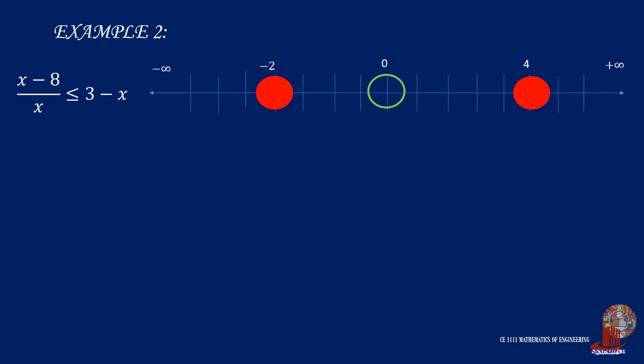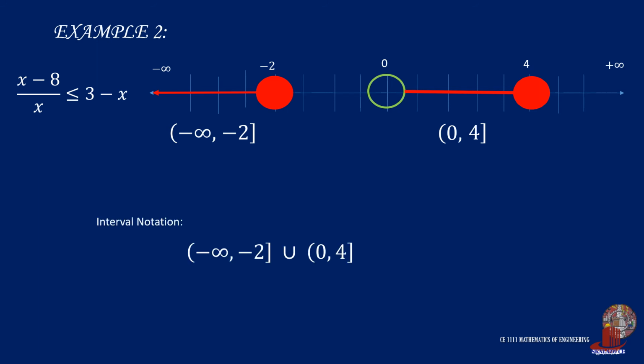By drawing out the true statements, we can place an arrow from negative 2 all the way to negative infinity, and the other is between 0 and positive 4. In interval notation, we have the union of the first pair of negative infinity and negative 2 with the pair of 0 and positive 4.